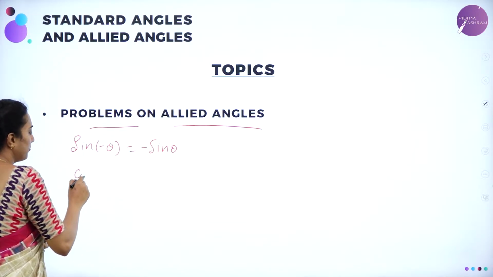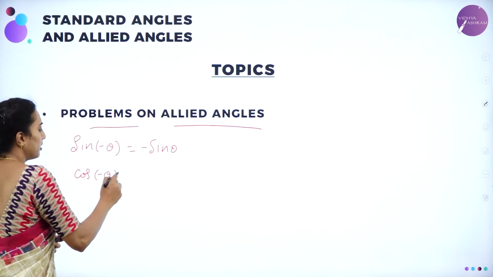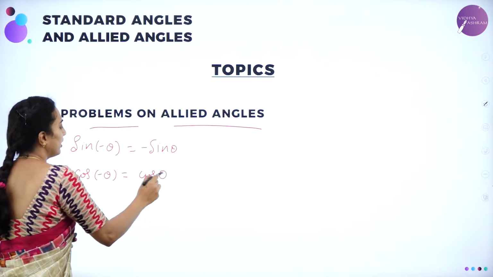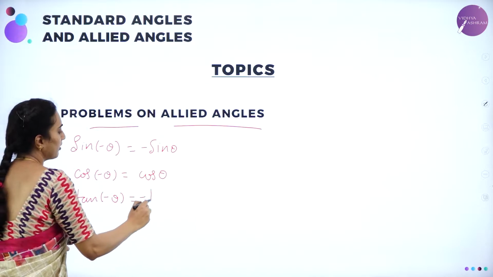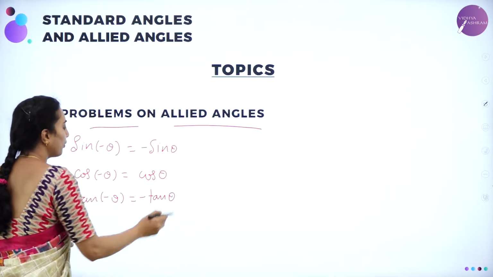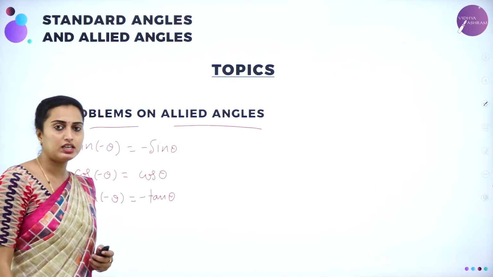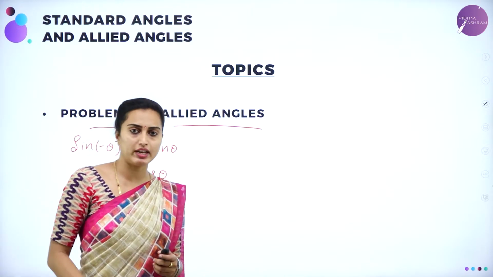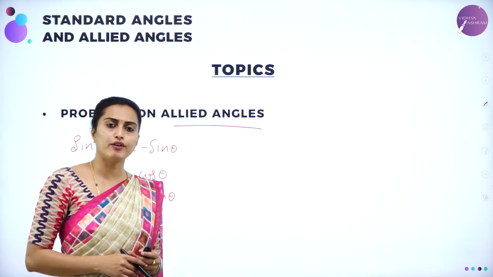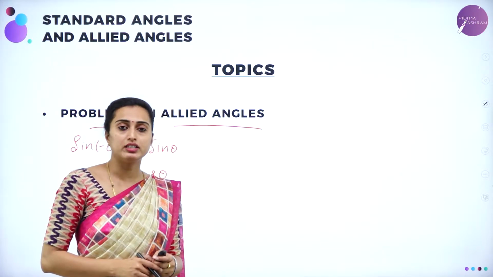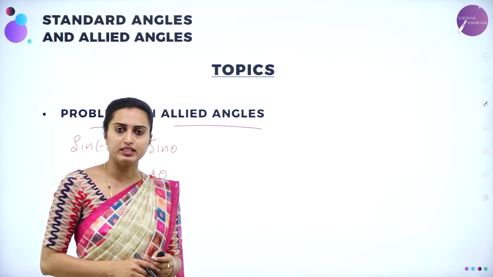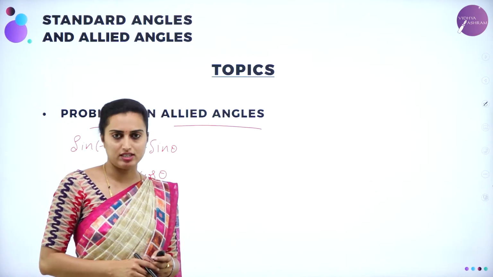Similarly, cos of minus theta is plus cos theta. Tan of minus theta is minus tan theta. And the reciprocal of sine, cosecant of minus theta, is minus cosecant theta. Reciprocal of cos, secant of minus theta, is plus secant theta. And reciprocal of tan, cot of minus theta, is minus cot theta.